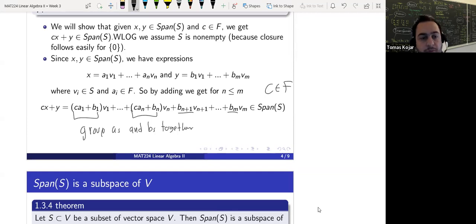What do you note? You note that this guy is in the field, because the field has closure. So each of these summations is in the field. In a way, you can call these row 1 to row n. So you just get another linear combination of vectors in S. So we're in the span. I think that's okay, right?